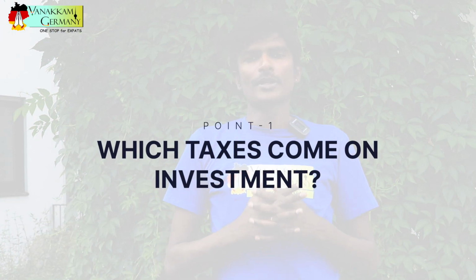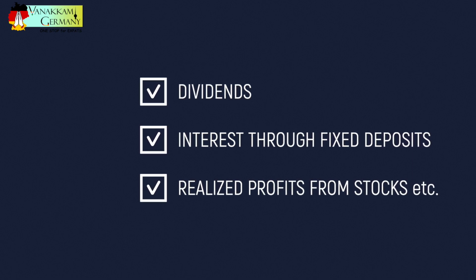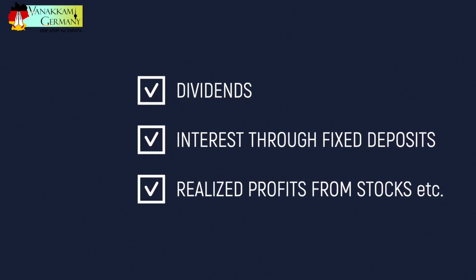Which taxes come on investment? Taxes are basically paid only on the realized profits. Realized profits could be income earned through dividends, interest earned through fixed deposits, or the realized capital gains from selling stocks, and a few more.